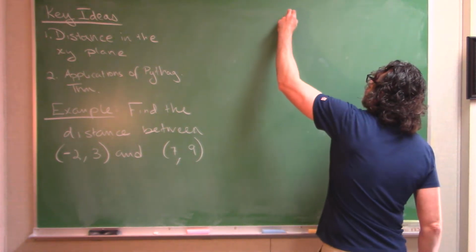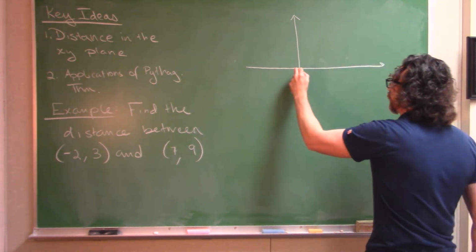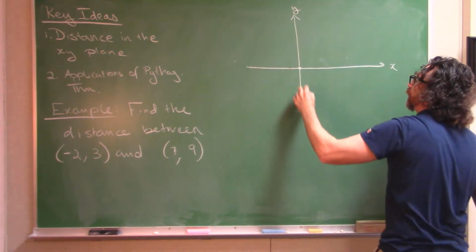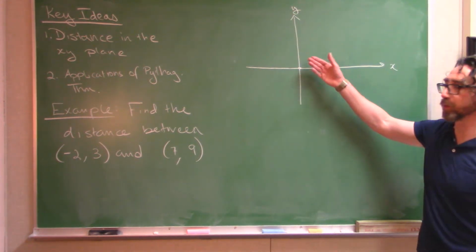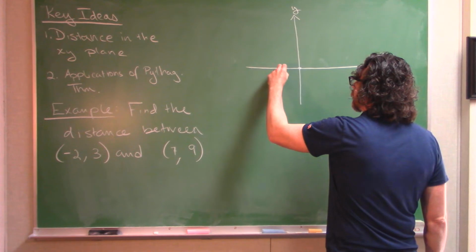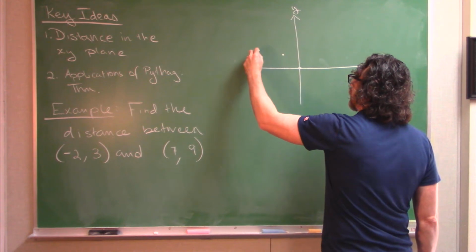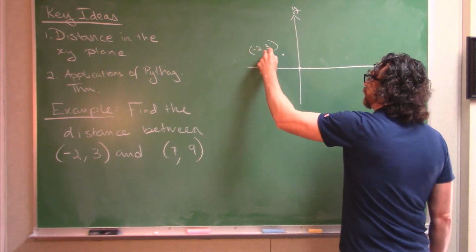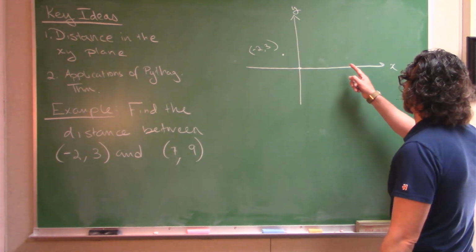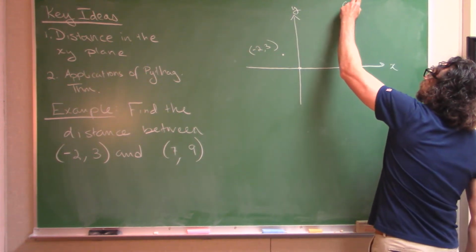Now, I'm sure you remember this from your algebra class, but our starting point here in the xy plane is the origin, right? My x-axis is horizontal, my y-axis is vertical. That point has coordinates 0, 0. Okay, so -2, 3 means I go 2 units to the left and 3 units up. So -2, 3 would put me somewhere right about there. And then 7, 9. Starting from the origin, I would count off 7 and then go up 9. So 7, 9 would put me right about there.